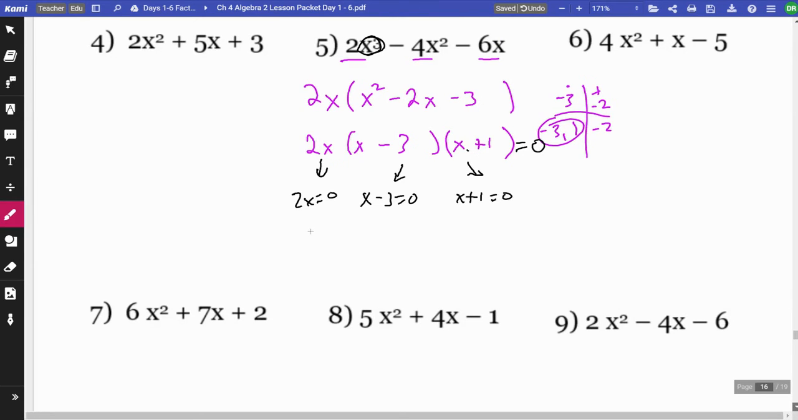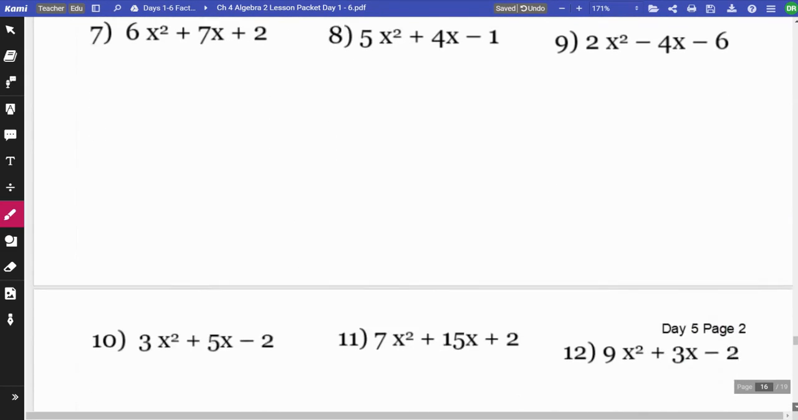So this would be divide by 2 to both sides, and you get 0. Add 3 to both sides, you get 3. Subtract 1 from both sides, and you get -1. So in this problem, we got 3 answers because of that. And I just wanted to make sure we hit one of these that had a greatest common factor to start off with.